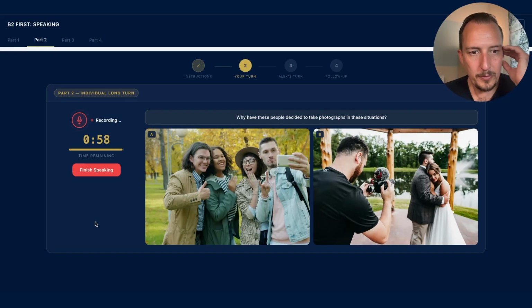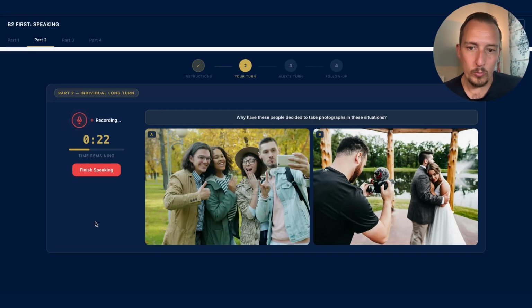Okay, so I'm up first. Wish me luck. Okay, so both photographs show people taking photos, but in very different situations. So the photograph on the left shows a group of people, most likely friends, taking a selfie out in the park. Whereas the photo on the right shows a newly married couple having their wedding photos taken.